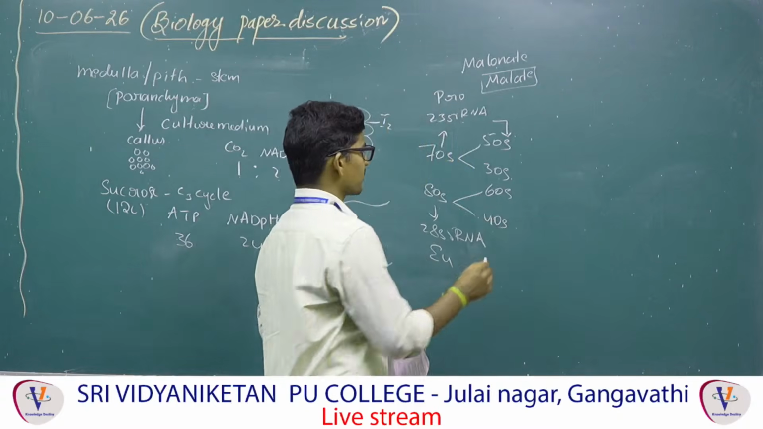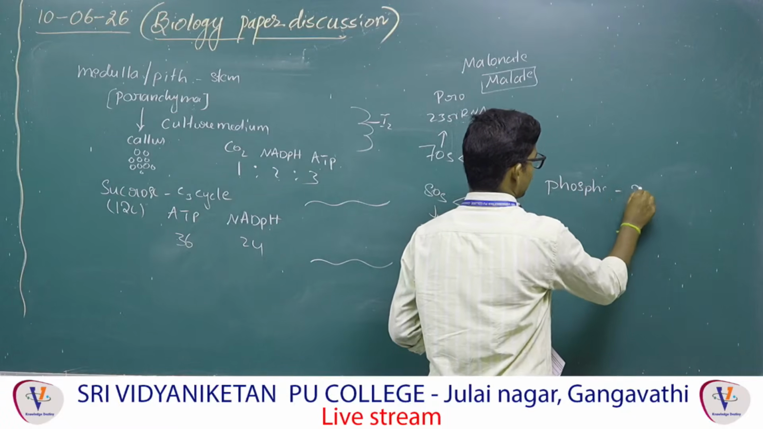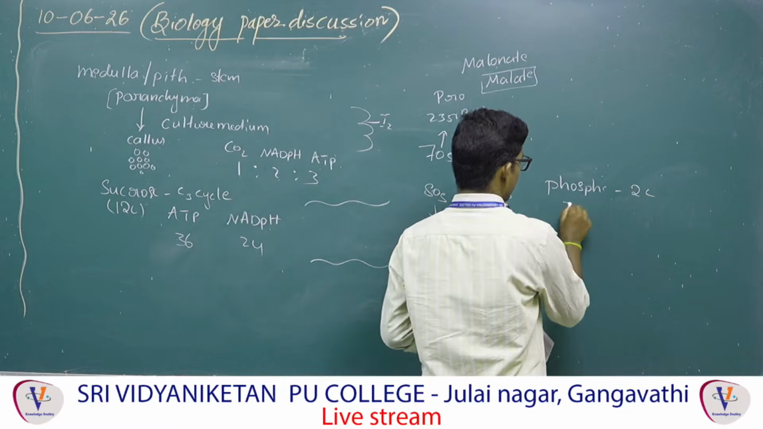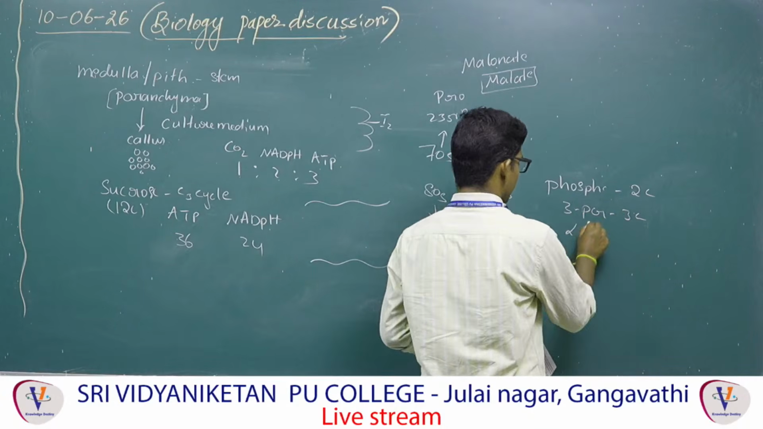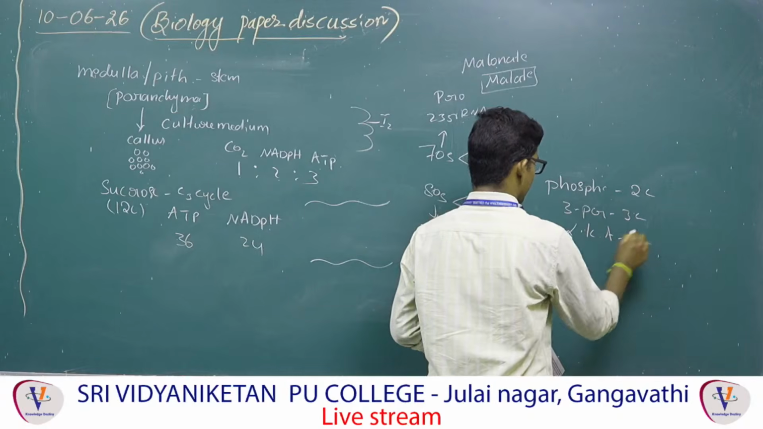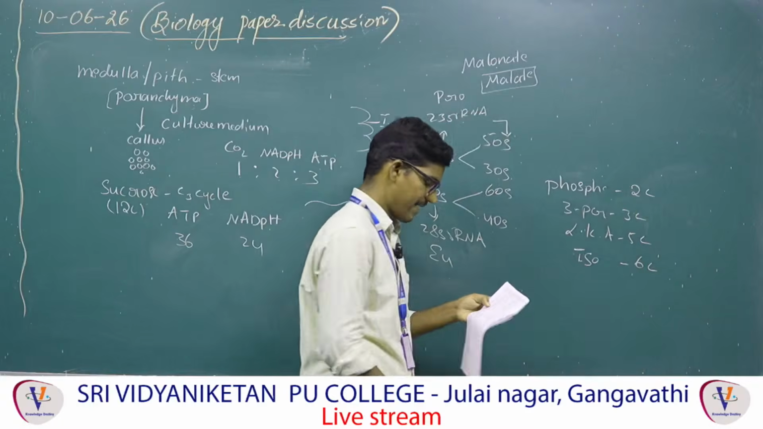169, what they have mentioned? Phosphoglycolate. This phosphoglycolate is a 2-carbon sugar. 3-PGA is a 3-carbon sugar. Alpha ketoglutaric acid is a 5-carbon sugar. Isocitric acid is a 6-carbon sugar. You can do the matching.